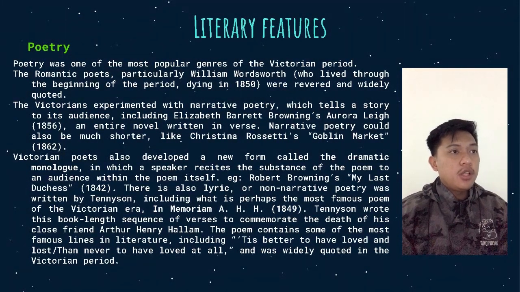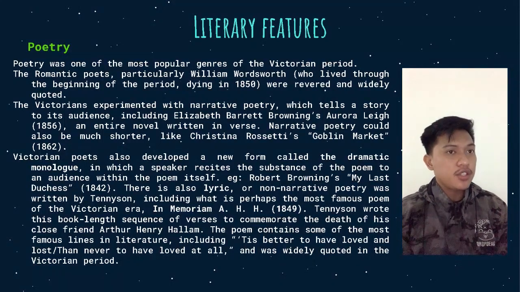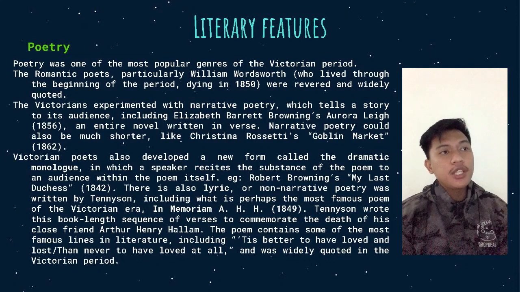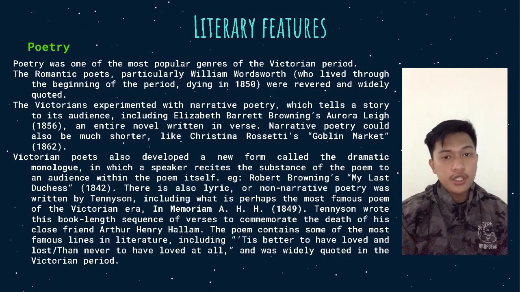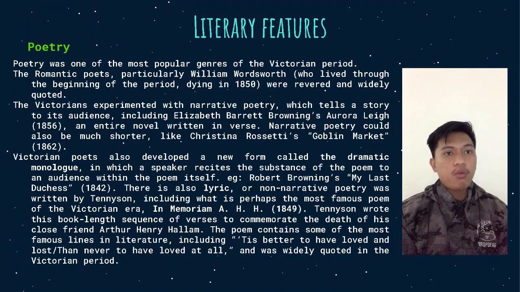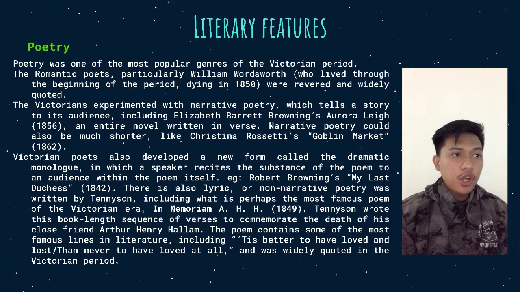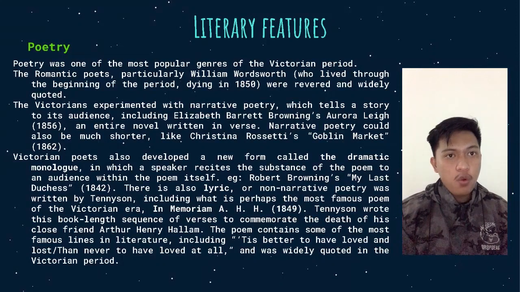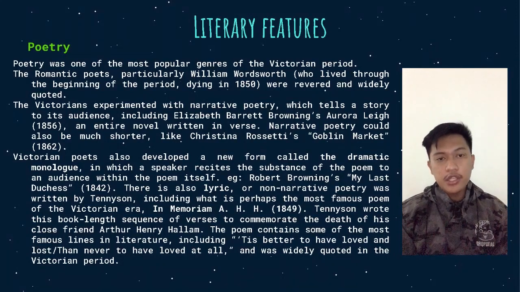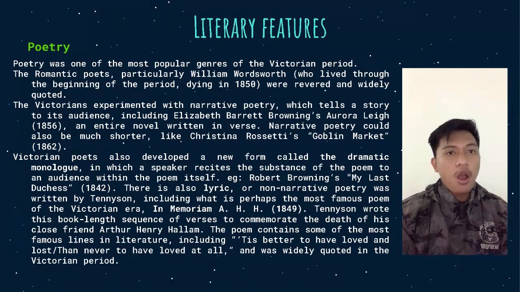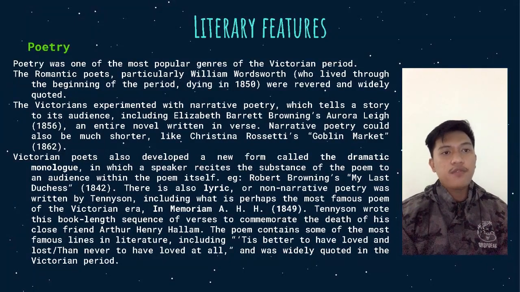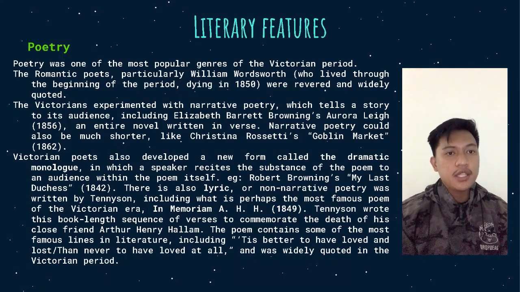Poetry. Poetry was one of the most popular genres of the Victorian period. The Romantic poets, particularly William Wordsworth, who lived through the beginning of the period, dying in 1850, were revered and widely quoted. The Victorians experimented with narrative poetry, which tells a story to its audience, including Elizabeth Barrett Browning's Aurora Leigh, 1856, an entire novel written in verse. Narrative poetry could also be much shorter, like Christina Rossetti's Goblin Market, 1862.